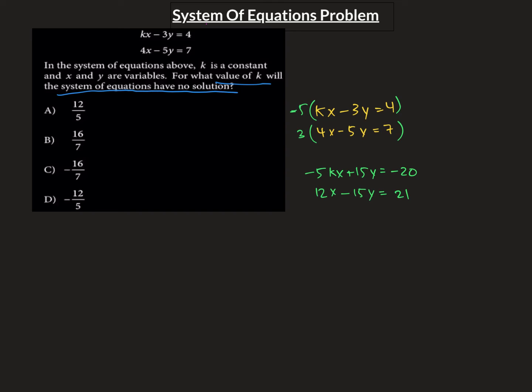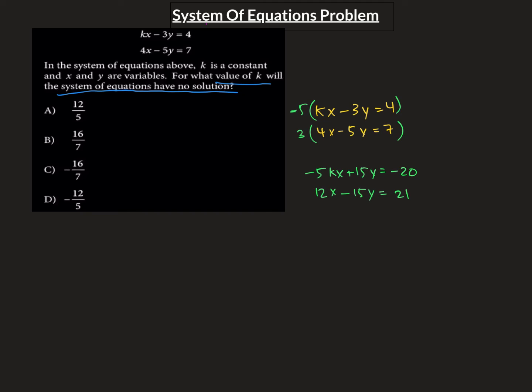Now, the goal of a system of equations with no solution is to make it so that both the x values and the y values cancel out. We already have the y values canceling out. So now this k has to make it so that this negative 5 becomes negative 12, so that the x's can cancel out.